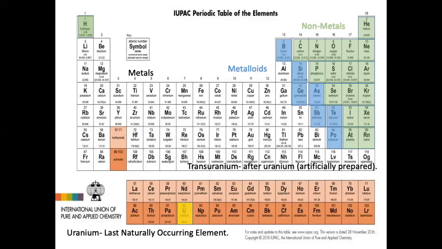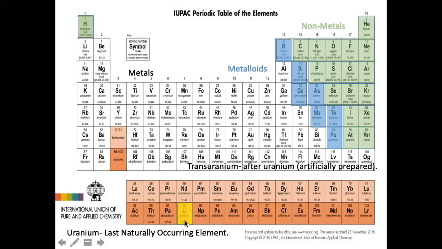So once we define metals, these are the elements that can easily give up electrons. While non-metals are elements that can easily accept or gain electrons. And once we say metalloids, they have shared characteristics between metals and non-metals.